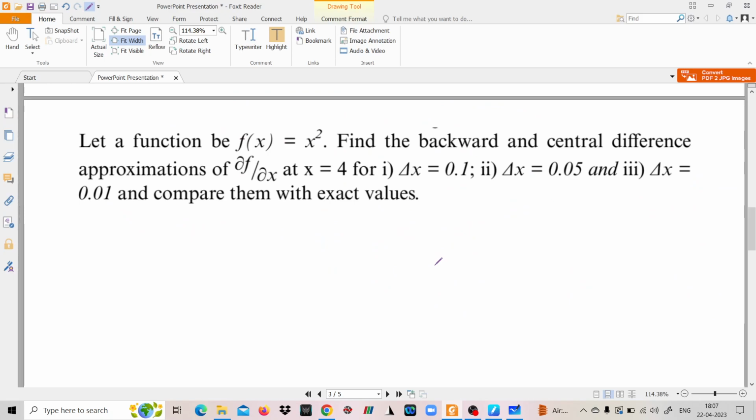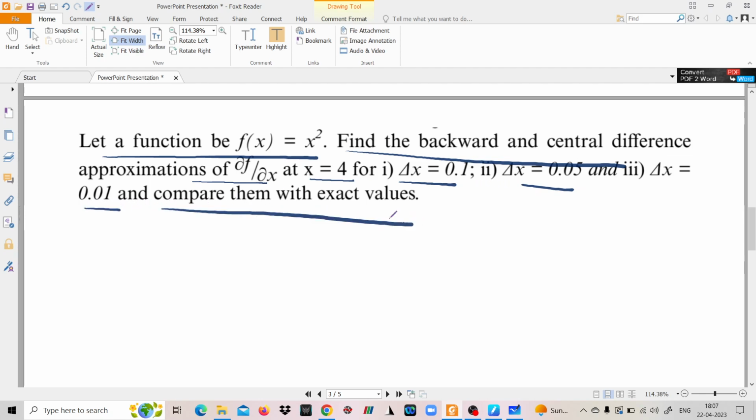Okay, now from this point onwards we'll try to see what is the exact application of the finite difference method. So let a function be f(x) equal to x squared. You have to find the backward and central difference approximation of del f by del x at x equal to 4 when you have chosen delta x to be 0.1, 0.05 and 0.01, and compare them with exact results. So please try this problem.